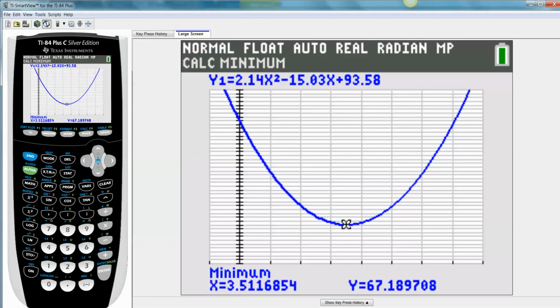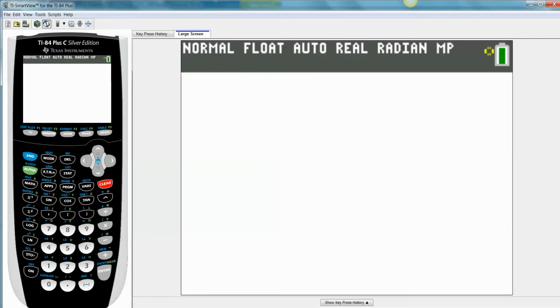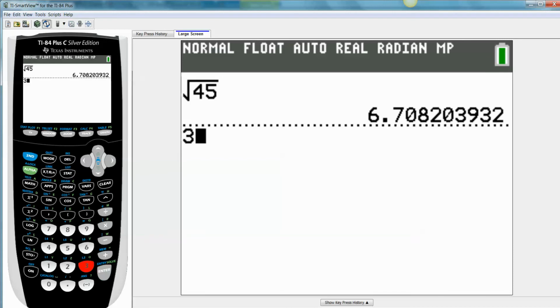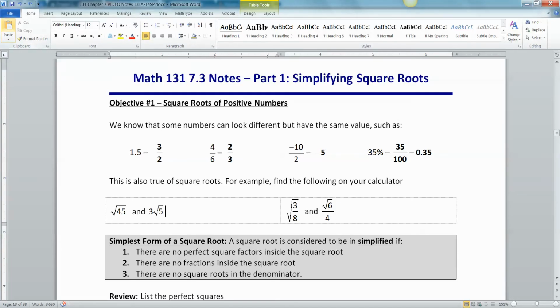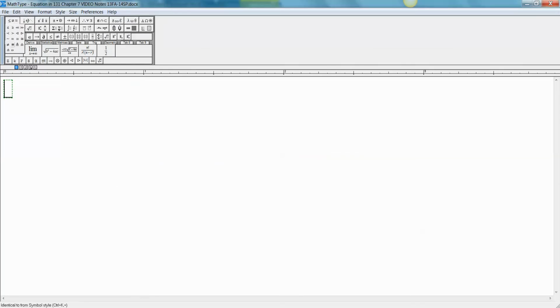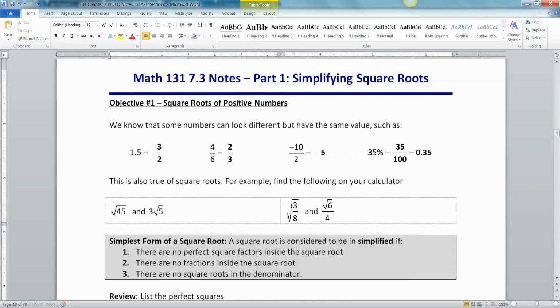There it is. It even has the last parabola we graphed. Okay, so let's quit. I'm going to find, clear, the square root of 45. And then I want 3 square root 5. They're the same thing. They're both 6.708. So let me put that in. All right, so now, is that something magical I did, or would it work out with other problems?